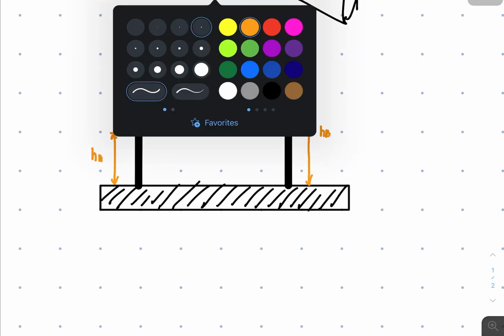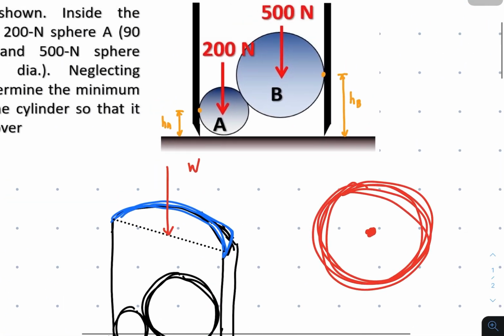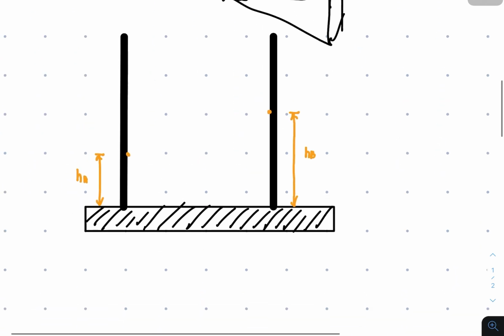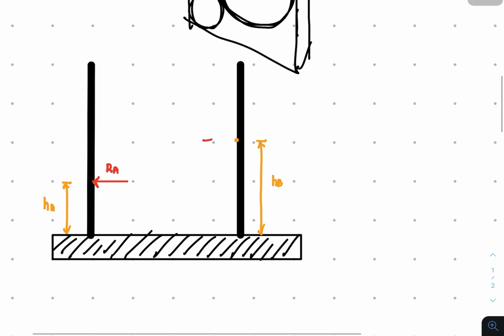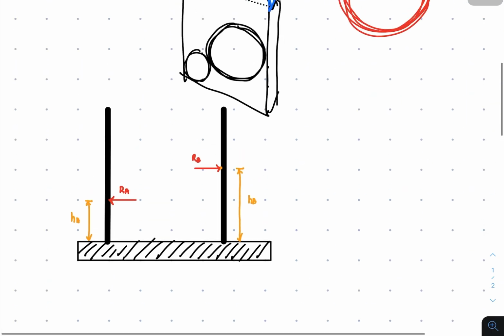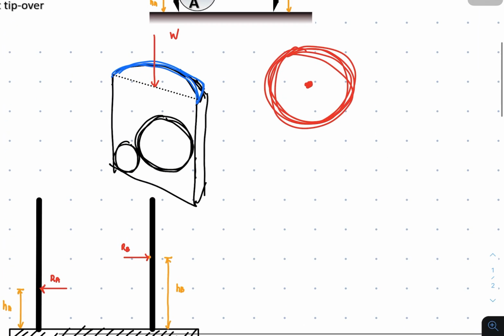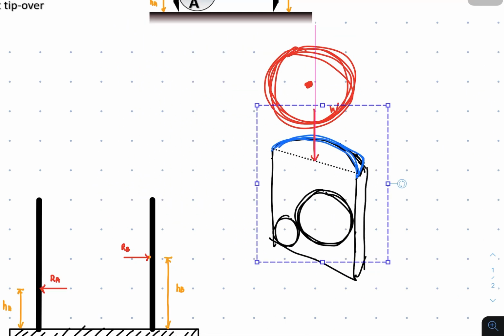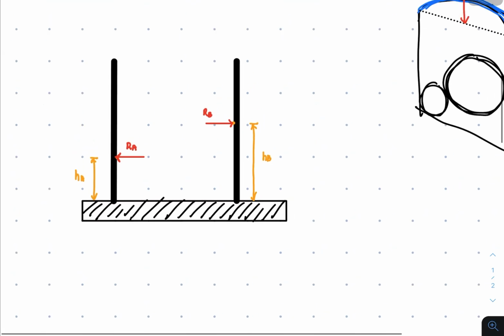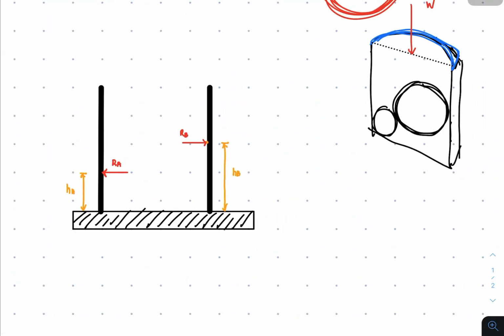Because of the action of the force, sphere A will act at this point here. I'll call that RA, and for sphere B, RB. So I'll just move it here. Okay, let's move this one here.